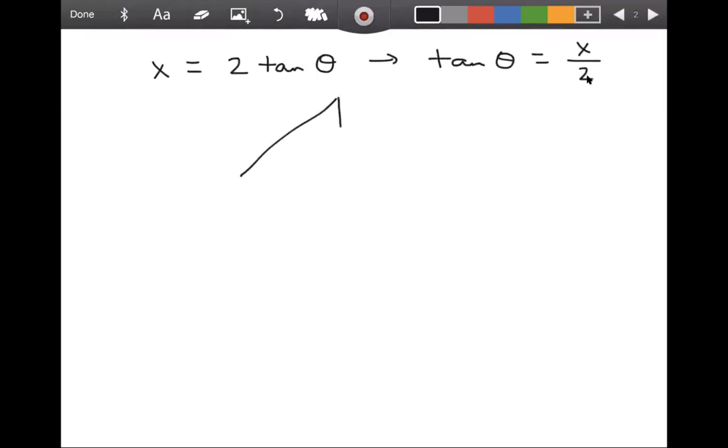And this is where we use our reference triangle. So remember that x was 2 tangent theta, which means that tangent theta is x over 2. So if I draw a kind of sloppy right triangle, starring the angle theta, tangent is the opposite over the adjacent. So this would be x, this would be 2.